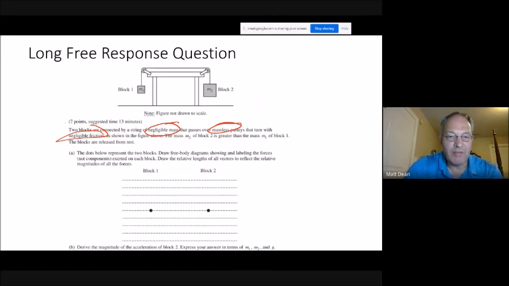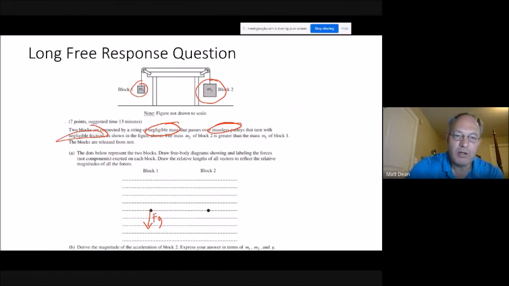On block 1, we have its weight acting down. Let's draw it like so, and we're going to label that as Fg. And then the force we have acting up on it is the tension in the rope. The rope is pulling it up. In this case, since block 2 is heavier than block 1, we know that block 1 is going to accelerate upward, which means that the tension has to be bigger than the weight of block 1.